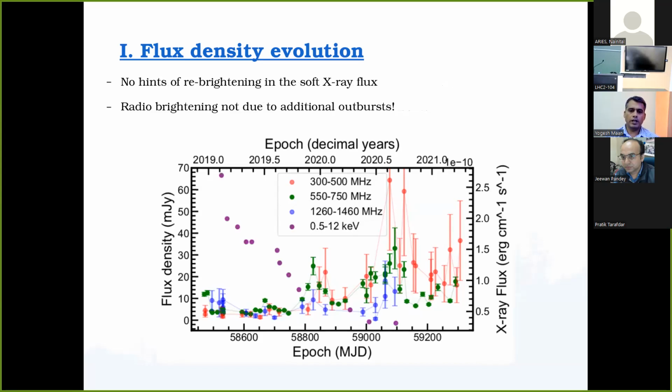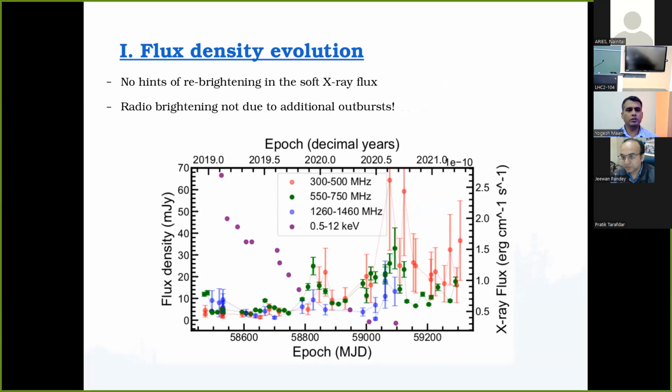If you look at the X-ray flux, which is in purple colored dots here, we see that there is a monotonic decay in the X-ray flux, and there is hardly any simultaneous variation as wide as in the radio. So although the radio emission might have been set off by an X-ray outburst, once it is on, the radio emission is very dynamic.